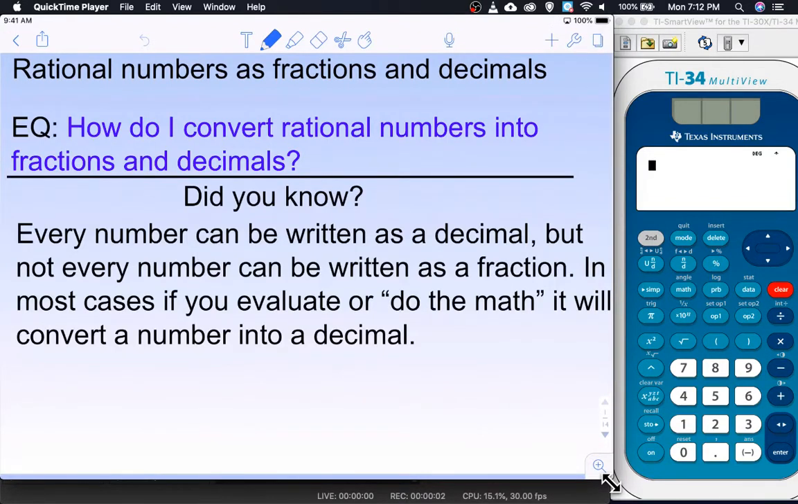Hello and welcome to this lesson on rational numbers as fractions and decimals. So our job in this lesson is going to be to show that a rational number can be written as a fraction and to show that those fractions always have terminating or repeating decimals. We can see the essential question says, how do I convert rational numbers into fractions and decimals?